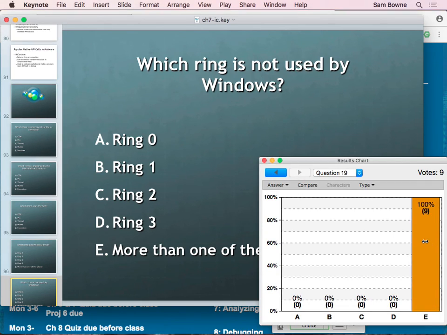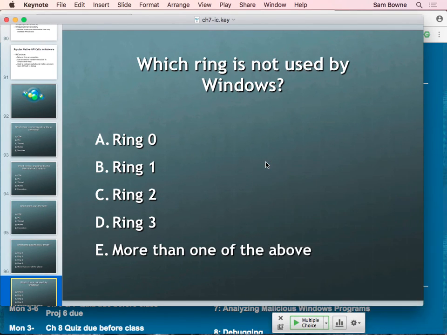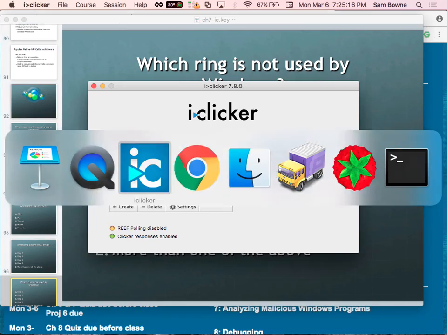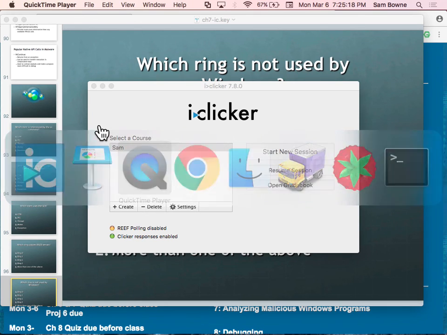Anyway, it's more than one. Rings 1 and 2 are not used by anything I'm aware of that's important anymore. But there was some time when somebody thought that would be great. I'm not sure how much security you'd really get by cutting everything into four levels of security, but anyway, you can't do it. So let me turn off the recording and we'll see who won.